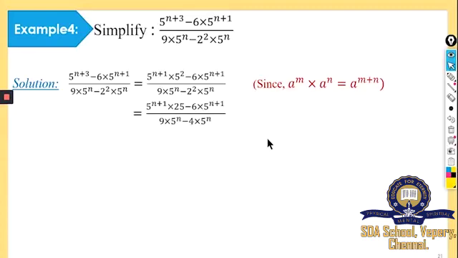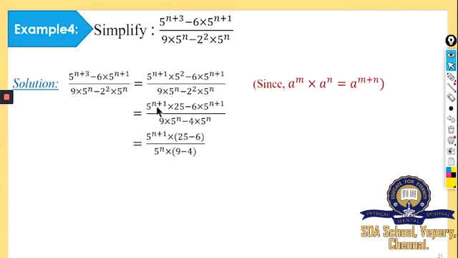The next step is, if you observe the first two terms in the numerator, that is this term and this term, you have 5 power n plus 1 common, right? So we need to take 5 power n plus 1 commonly outside. So if you take 5 power n plus 1 commonly outside, here the leftover term will be 25, and here the leftover term will be 6, right?